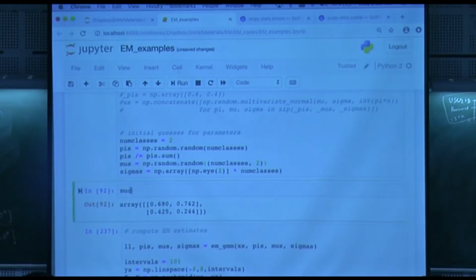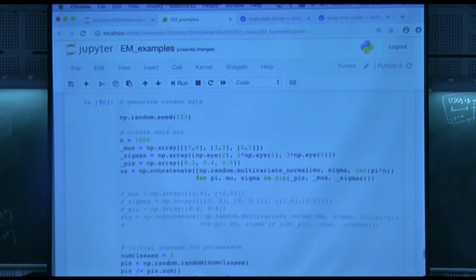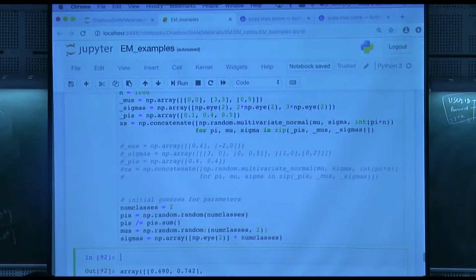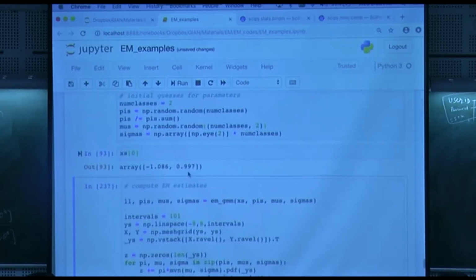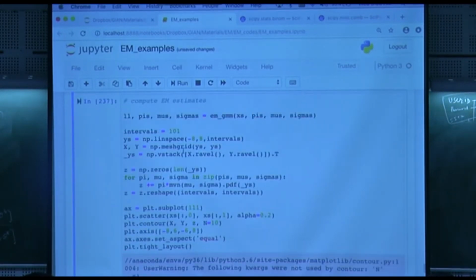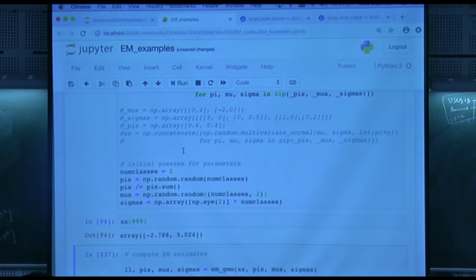Let's look at what is the data that I've generated. This is huge, so this is the first data point that has been generated. It's a 2-dimensional quantity, and there are 1,000 of those. That is the last data point that has been generated. Okay. So let's go back to the function.